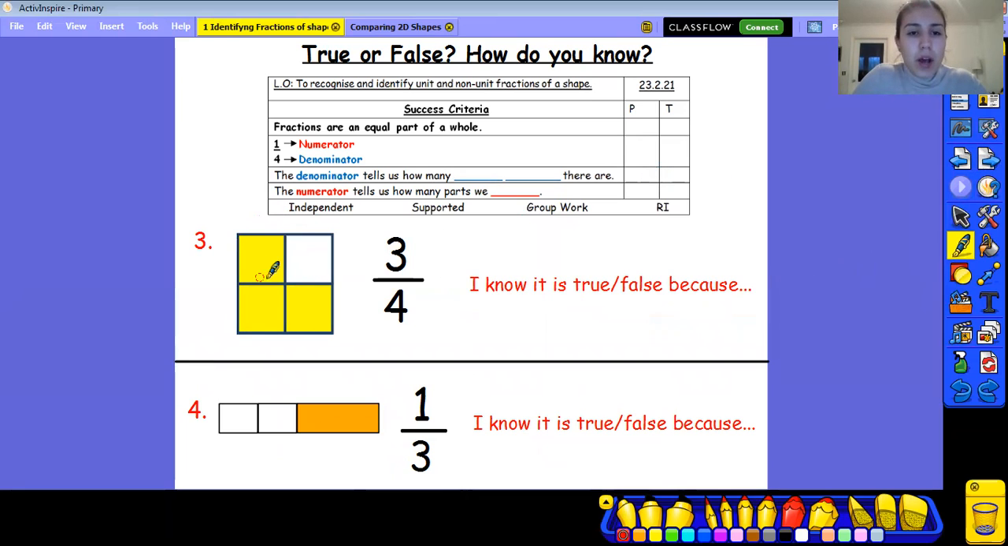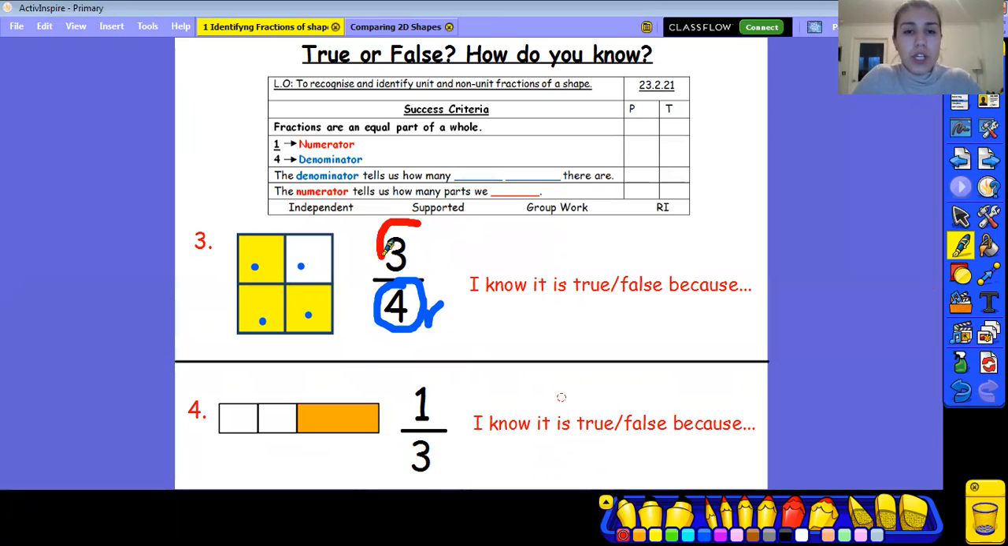So this is my whole. This is what somebody thinks this is being represented as. Let's have a look. Is it true or false? Starting with our denominator, 4. Do I have 4 equal parts in my whole? 1, 2, 3, 4. Yes, I do. So that is correct so far.